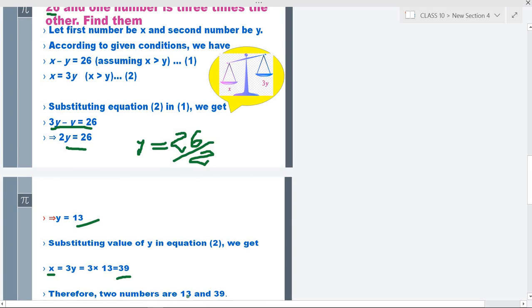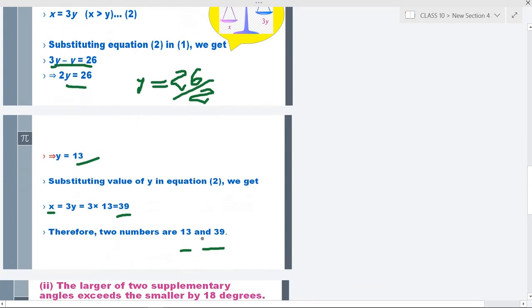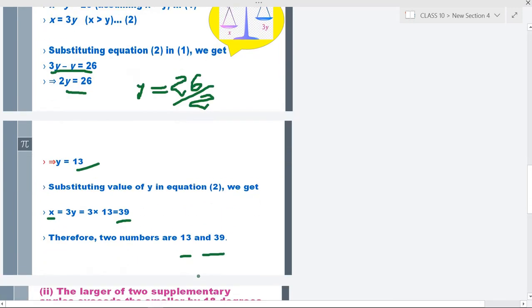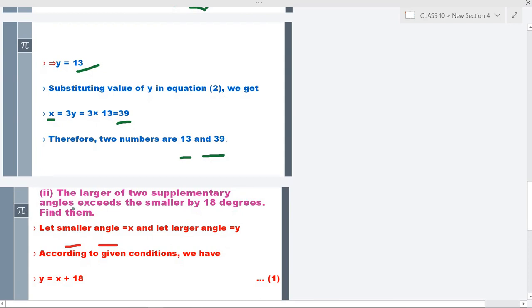For example, if I multiply 13 with 3, then I will get the value of x, that is 39. Hence my numbers are correct. You can do this fast checking in the board exam. If you don't have so much time, you have to do calculations fast to understand whether your answer is correct or wrong.